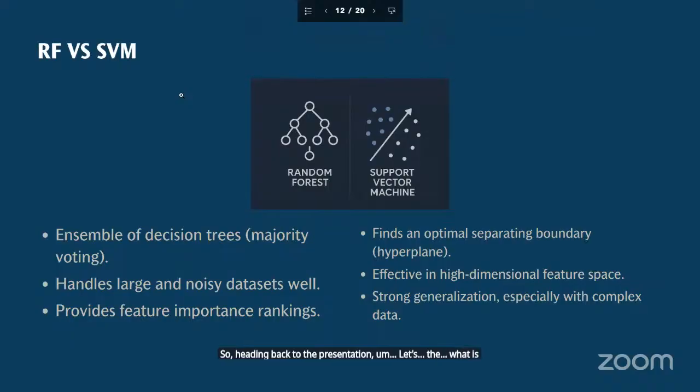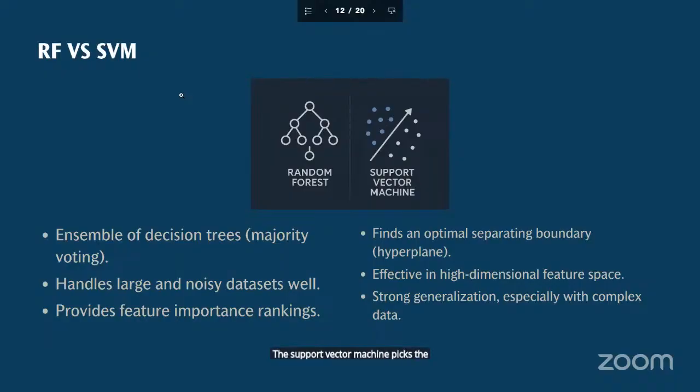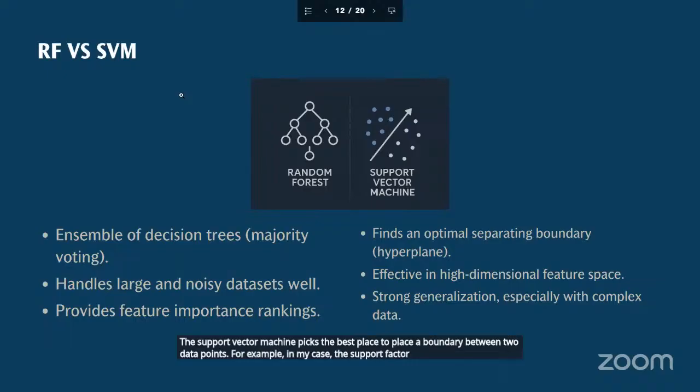what is RF and what is SVM? RF stands for random forest. And imagine a forest made up of very many decision trees. Each tree makes a decision based on the data you have given it. And then the model combines all of these decisions from all of these trees into a forest, which then helps to come out with the best option. The support vector machine picks the best place to place a boundary between two data points. For example, in my case, the support vector machine picks the best borderline between a high prospectivity area and maybe a low prospectivity area.